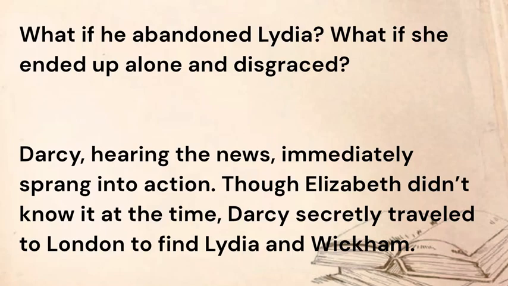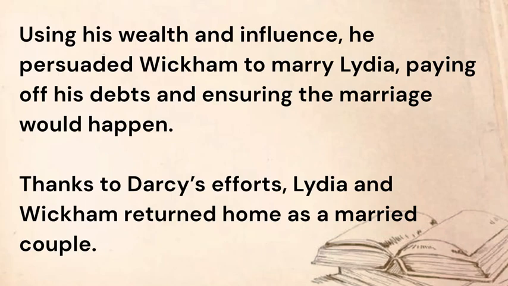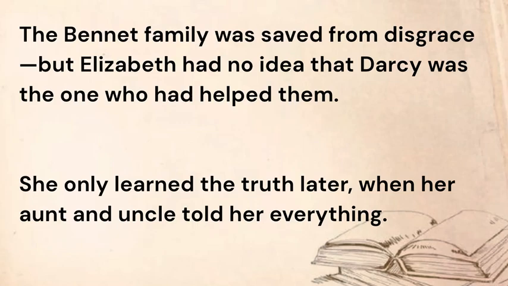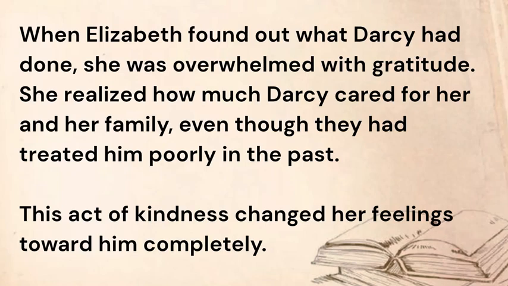Though Elizabeth didn't know it at the time, Darcy secretly traveled to London to find Lydia and Wickham. Using his wealth and influence, he persuaded Wickham to marry Lydia, paying off his debts and ensuring the marriage would happen. Thanks to Darcy's efforts, Lydia and Wickham returned home as a married couple. The Bennet family was saved from disgrace. But Elizabeth had no idea that Darcy was the one who had helped them. She only learned the truth later, when her aunt and uncle told her everything. When Elizabeth found out what Darcy had done, she was overwhelmed with gratitude.